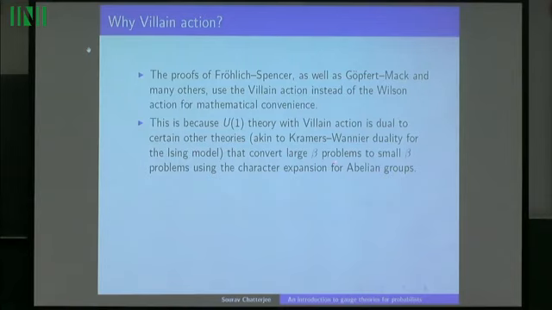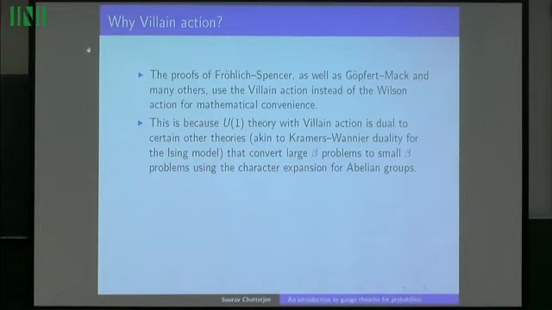Basically, you remember the density was a product of f beta of UP. Now f beta is a function on the group. So you can substitute the character expansion of that function, and then you extract the duality from that. So for abelian theories, you can get these dual theories, which convert large beta to small beta problems.